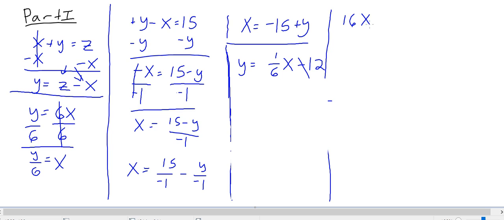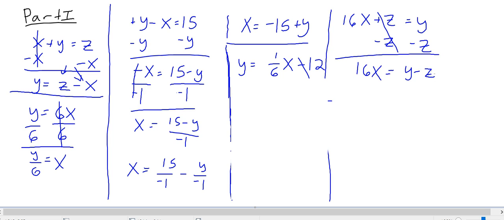16x plus z is equal to y. And we want to solve this for x. So the first thing we're going to do is clear away everything that's not attached to the x, like the z. The only thing that's attached to the x here is the coefficient of x, which is 16. Subtract z from the left-hand side. Since we're subtracting from the left-hand side, we also have to subtract from the right-hand side. z minus z cancel out, and we're left with 16x is equal to y minus z.